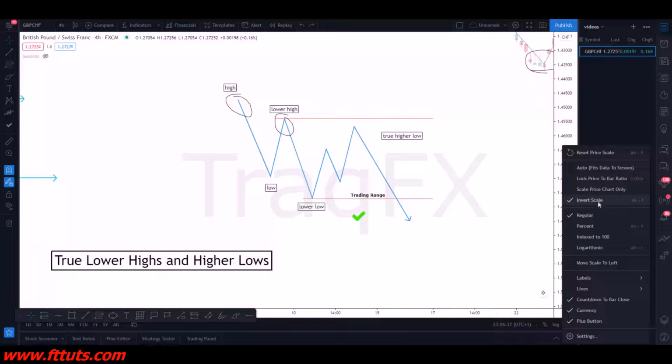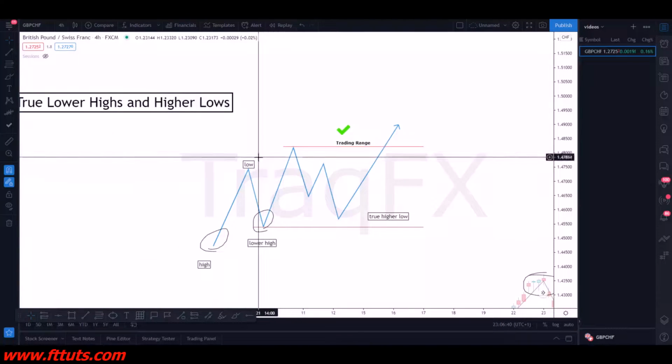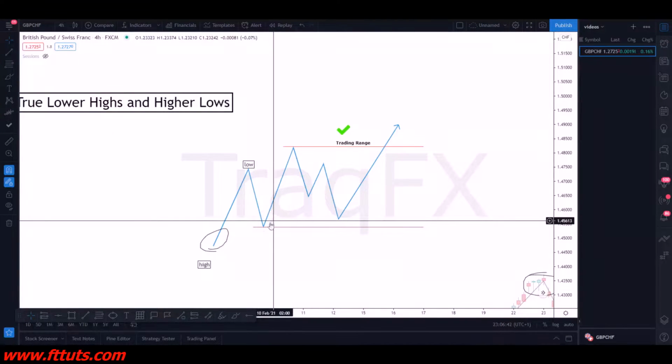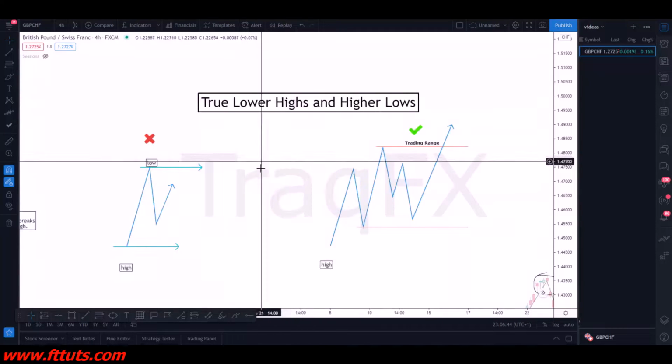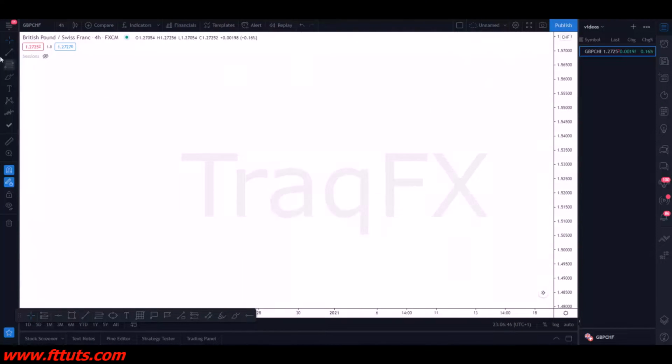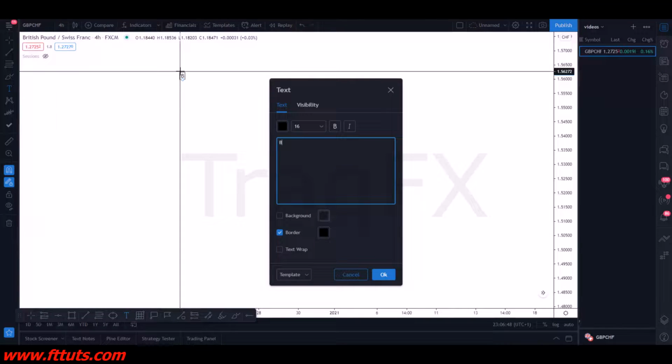So let me go back to inverted spiral normal range. Let me just delete this, delete that, boom, boom, boom, and boom. Now let's look at breaks of structure. Let me just quickly write this down. Breaks of structure.